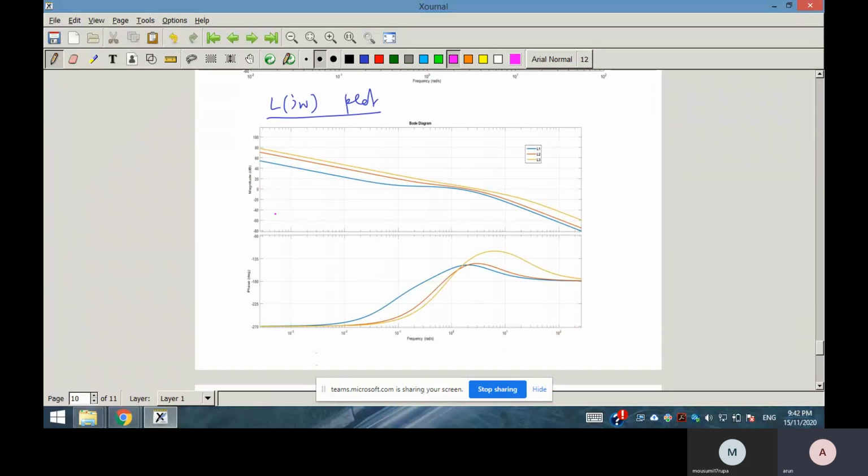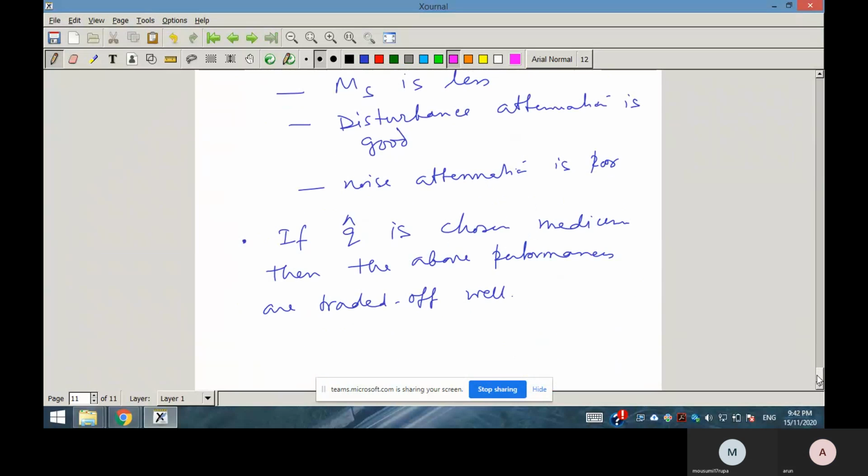Q hat you will choose, and then you will post check whether LG omega is satisfying the robustness condition and the disturbance and noise attenuation conditions or not. Okay. So now we will move to PID controller.